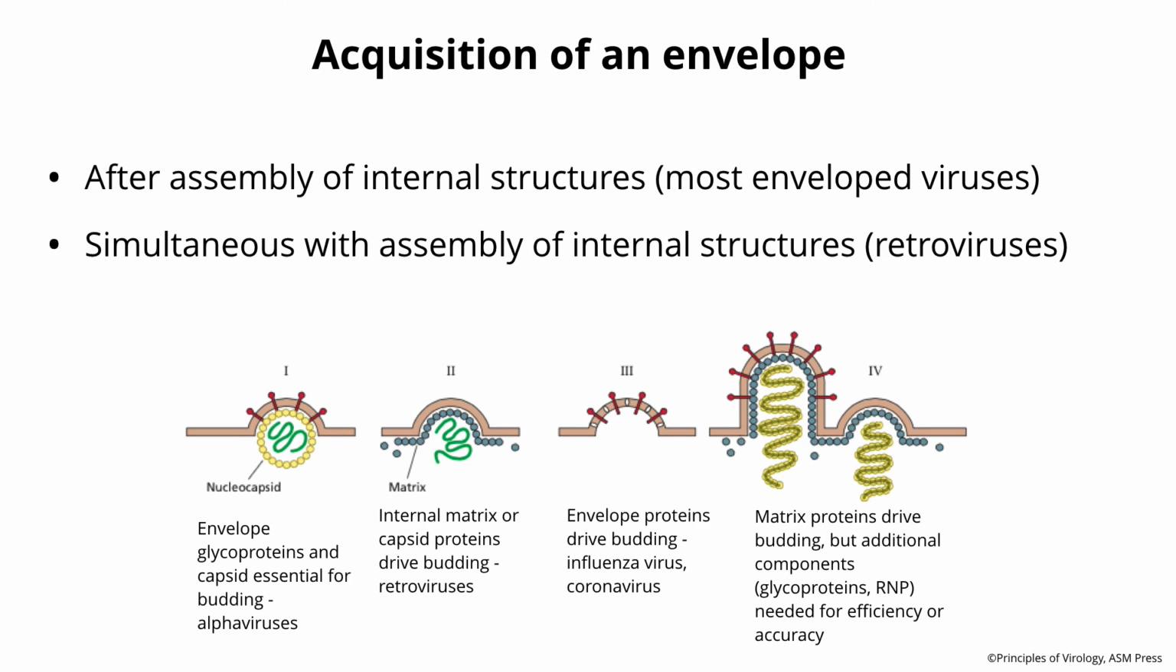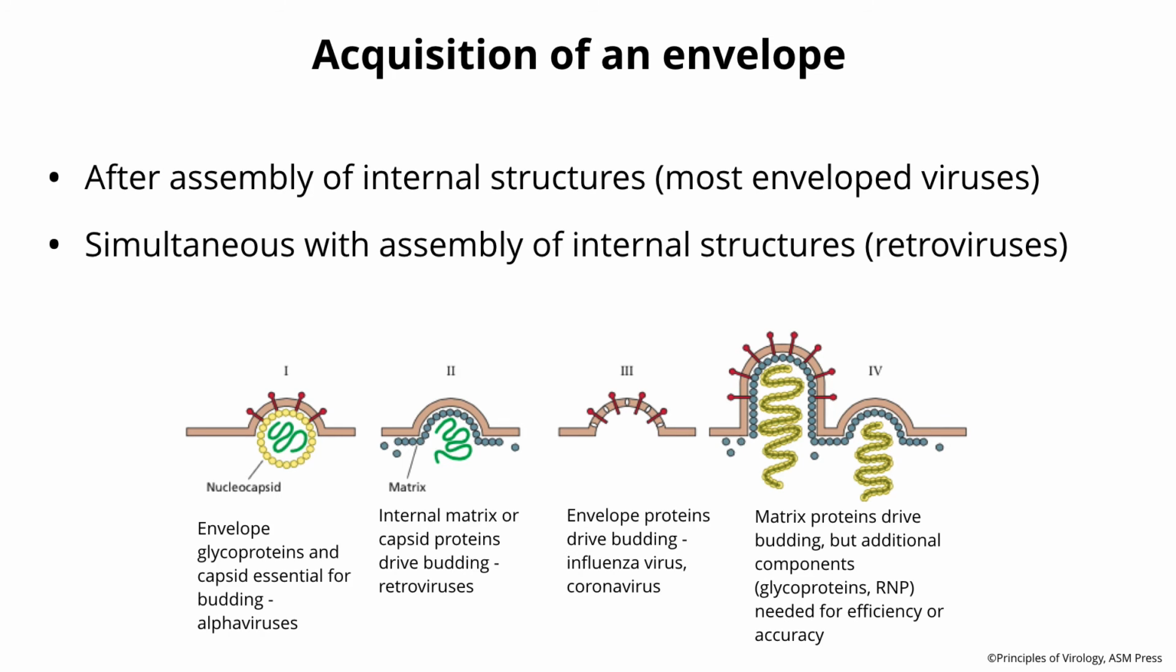Let's talk a little bit about budding, that last step in making an enveloped virus particle. We have to acquire an envelope. We often call this membrane from the cell an envelope. And for most enveloped viruses, this happens after assembly of the internal structures. Now remember with influenza, and we'll see that again, you make the nucleocapsid, and then the particle forms as it buds out. That is after assembly of internal structures. But for some viruses, the whole thing comes together at the stage of budding, simultaneously with assembly of internal structures. Retroviruses do it that way. It's a bit different. And we'll look at both in a moment.